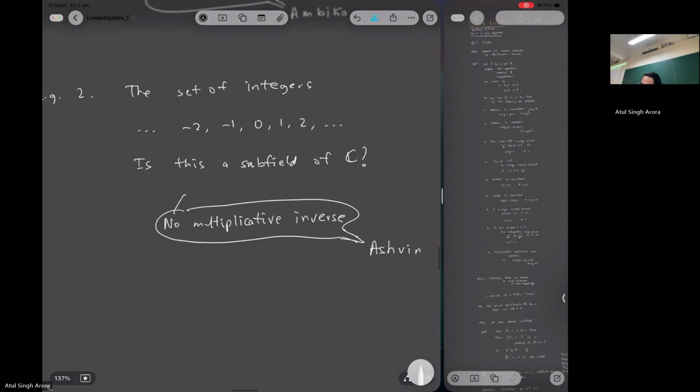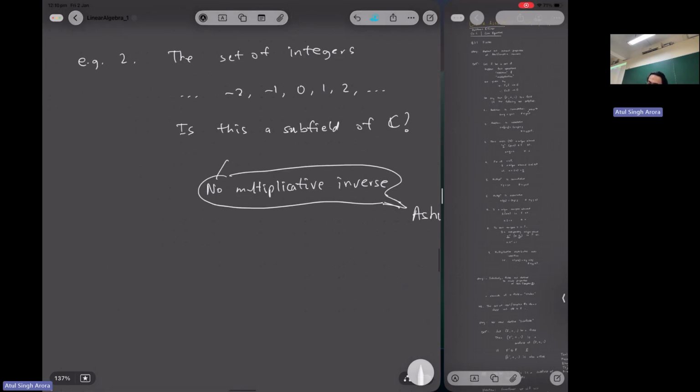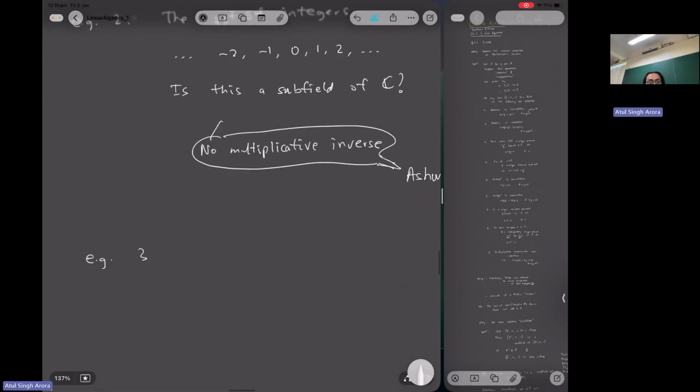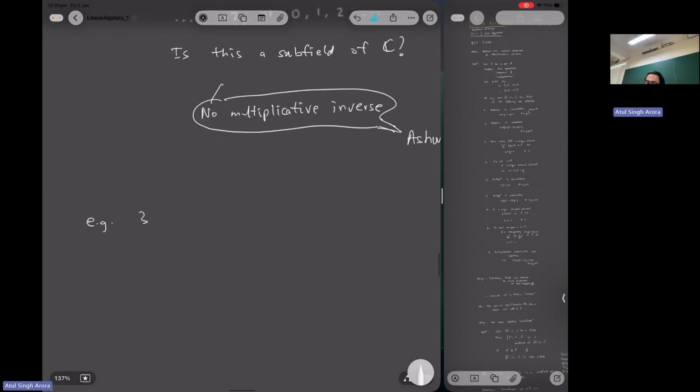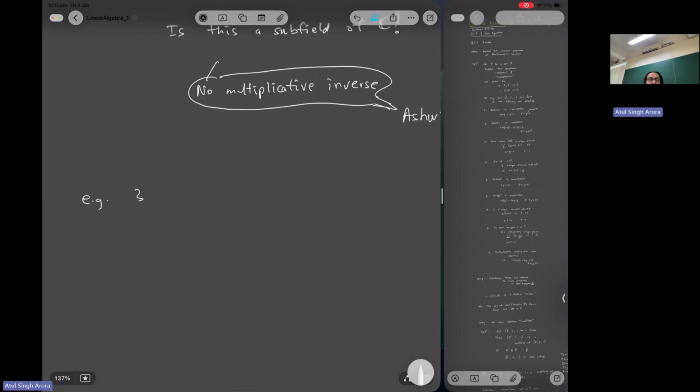Example 3. Okay, it's clear, right? If something's not clear, just ask me. I'm just going through very, very simple examples. It's the first class, so let's make sure everyone's on board. The set of rationals. Somebody had mentioned rationals, so the set of rational numbers. Okay, is this a subfield?